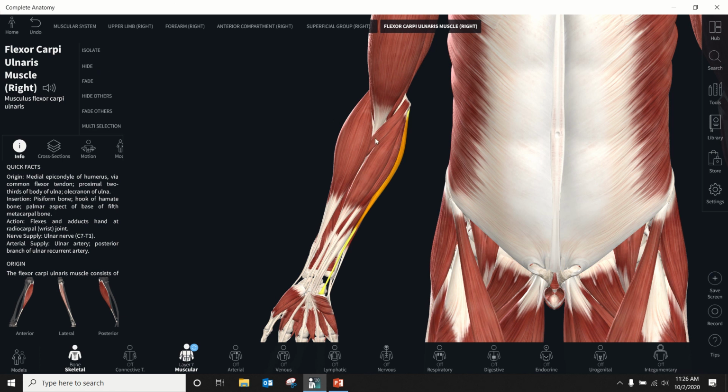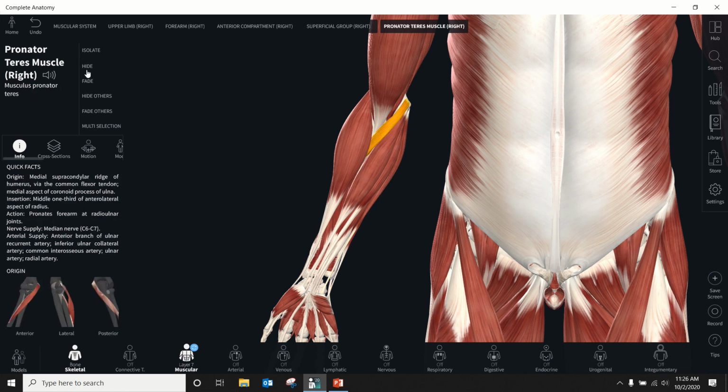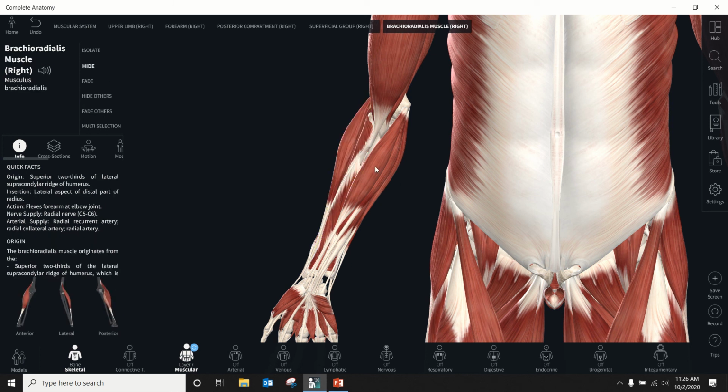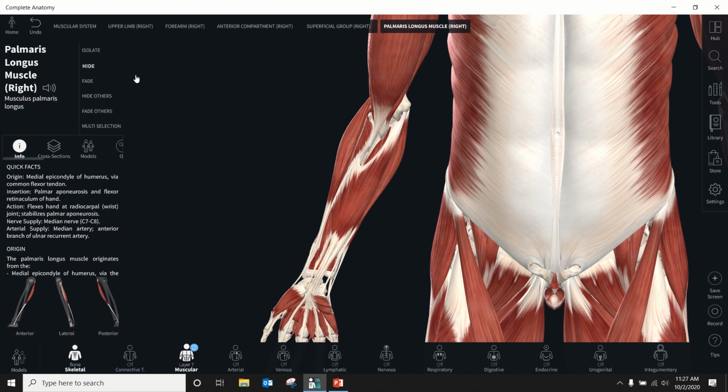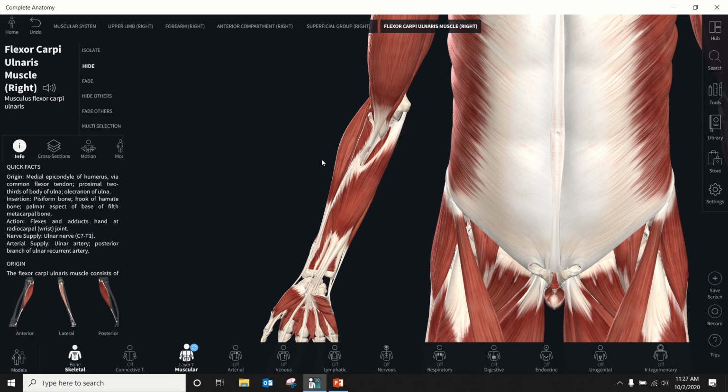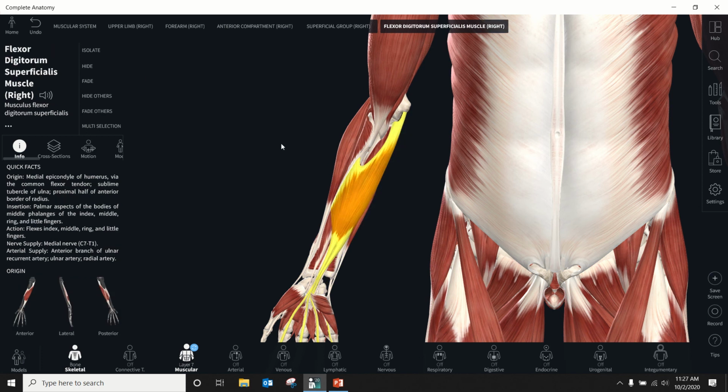So we're going to start here at the pronator teres. We're going to hide it. While I'm at it, I'm going to hide brachioradialis, just to make life easier. We'll hide our flexor carpi radialis. We'll hide our palmaris longus, and we'll hide our flexor carpi ulnaris. All right, so what we're left with then is our flexor digitorum superficialis.